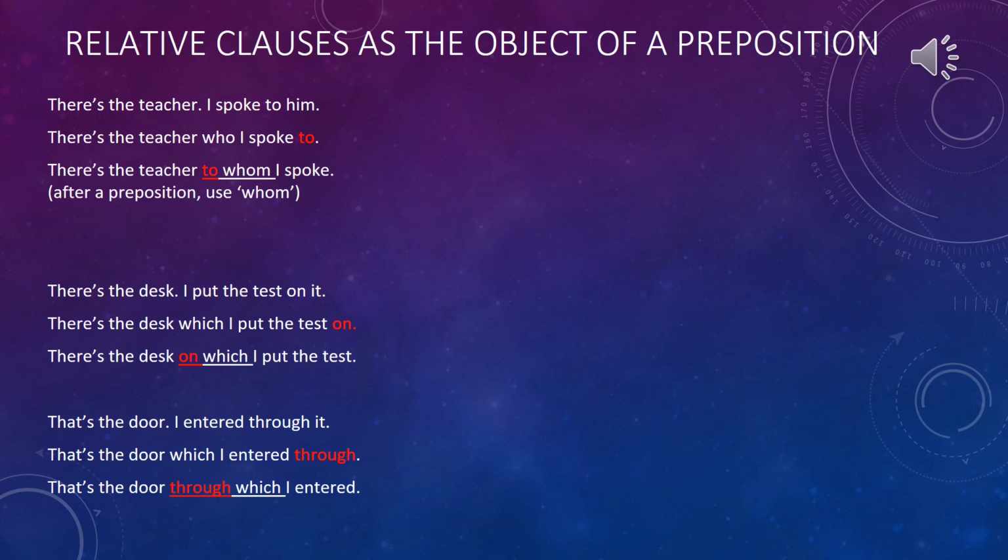There's the door. I entered through it. There's the door which I entered through. There's the door through which I entered. And that's it. That's the point of it. Just you need to keep the relative pronoun as the object of the preposition. You need to have an object after your preposition.